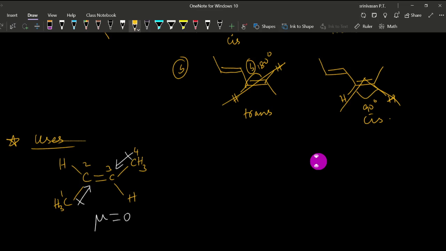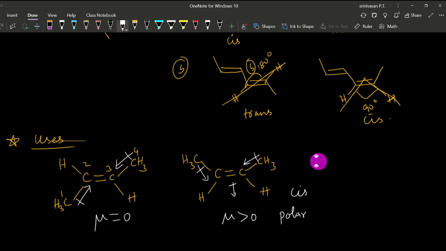Whereas if you look at the cis isomer of 2-butene, that is, cis 2-butene, this will have an inductive effect like this and this will have an inductive effect like this. So these two will have a net inductive effect like this, a net dipole moment. So here mu will be greater than 0. That means this will be polar in nature. That is, cis 2-butene will be polar in nature, whereas trans 2-butene is not polar.